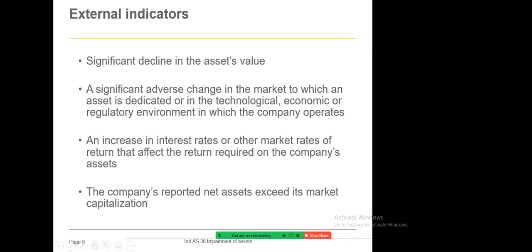So here it says an increase in interest rate or other market rate of return that affect the return required on the company's asset. Why? Because now investors will demand that we are already getting 9% on FD, so you need to give us more return. Next is the company's reported net asset exceeds its market capitalization. That means the carrying amount of your assets less the liability exceeds its market capitalization.